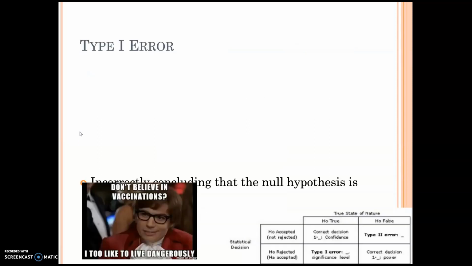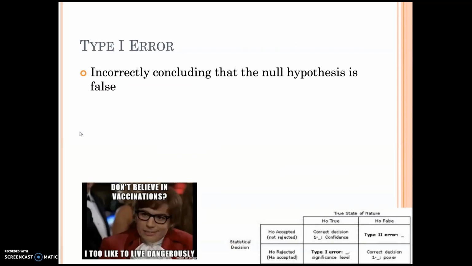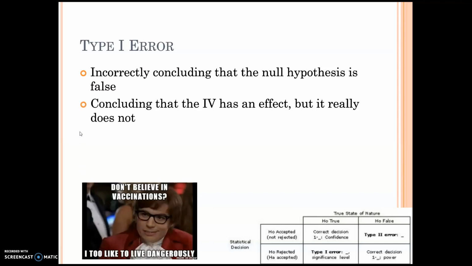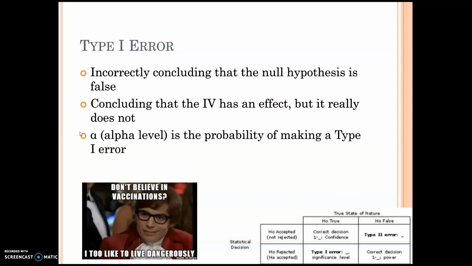So type 1 error, let me go ahead and throw this out there. Incorrectly concluding that the null hypothesis is false, right? So essentially it's saying that there is something to see when in fact there was not something to see, right? So stating that the IV has an effect or that there is some sort of relationship between two variables, but in fact there is not, right?